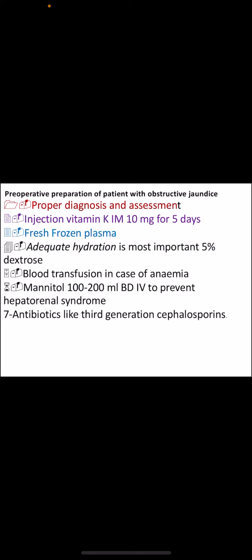How do you prepare a patient with obstructive jaundice for surgery? Of course, the number of operations performed for obstructive jaundice is now much fewer, because most causes of obstructive jaundice can be treated by ERCP. Stones can be treated by ERCP. Stenosis can be dilated by ERCP.